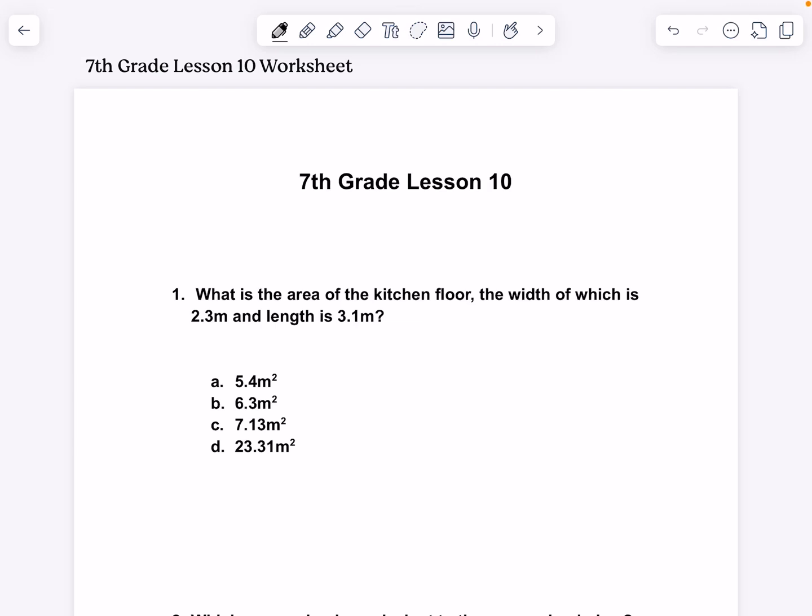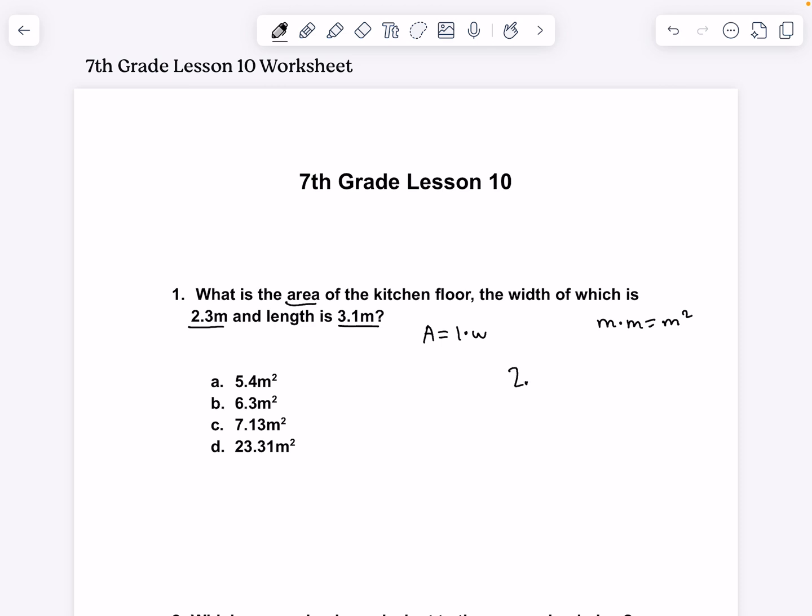Today we're doing 7th grade math lesson 10. So for this first problem, we're solving for area, and area's formula is length times width. We know that the width is 2.3 meters, the length is 3.1. If we're multiplying meters by meters, that would be equal to meters squared. So that's the units we're entering.